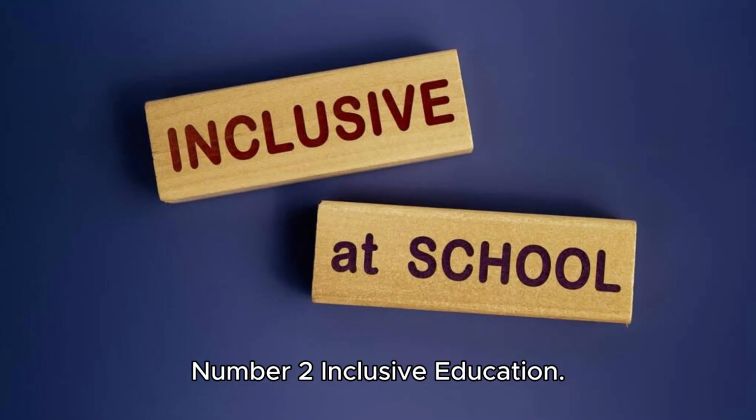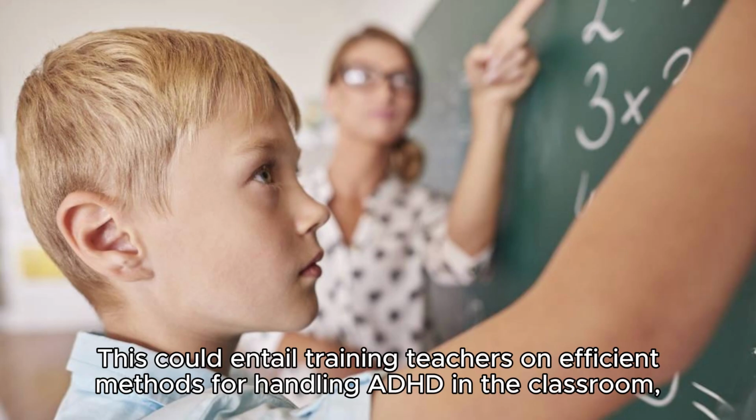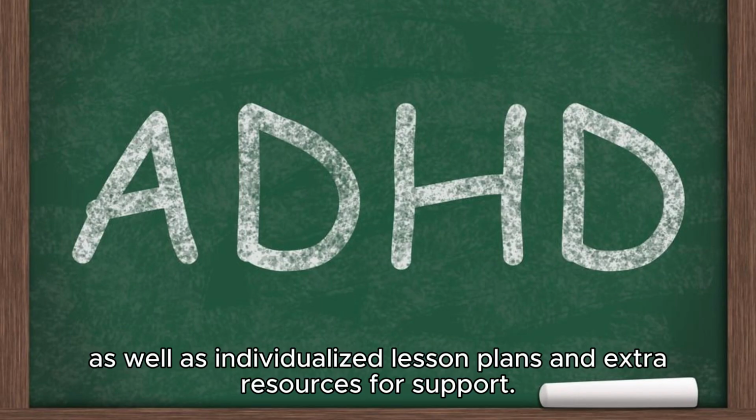Number 2. Inclusive education. Educational establishments such as schools can adopt inclusive methods to cater to the various requirements of kids with ADHD. This could entail training teachers on efficient methods for handling ADHD in the classroom, as well as individualized lesson plans and extra resources for support.